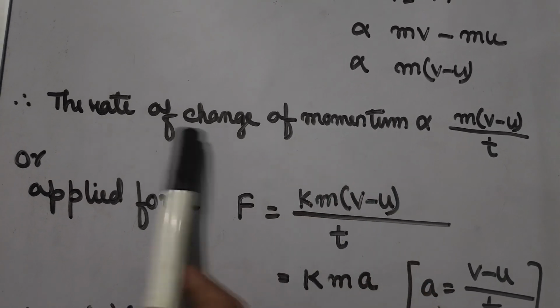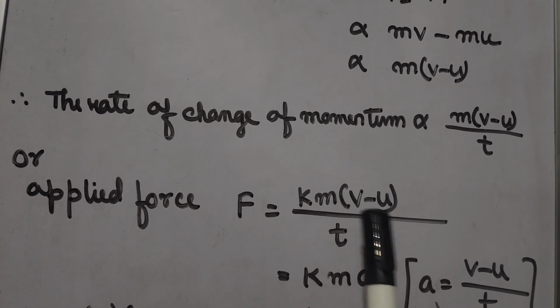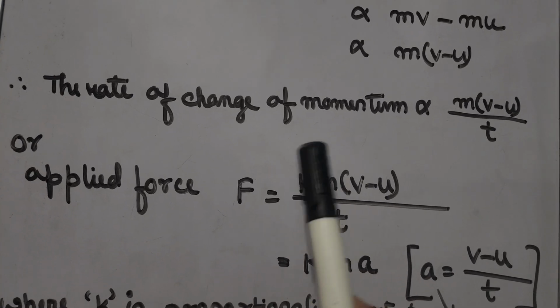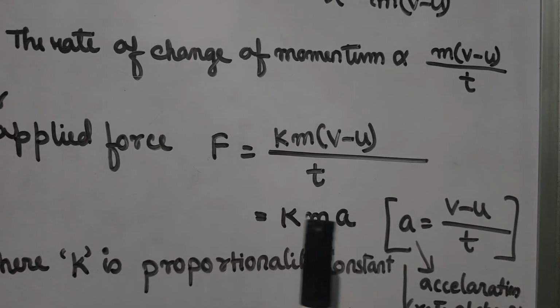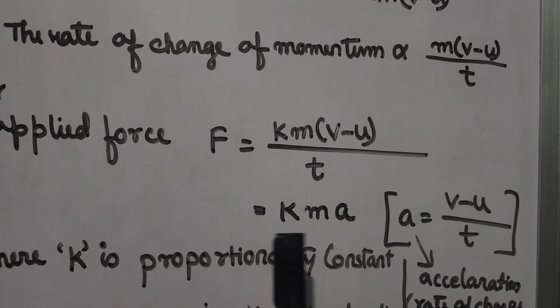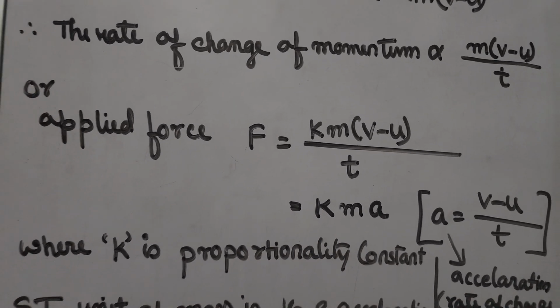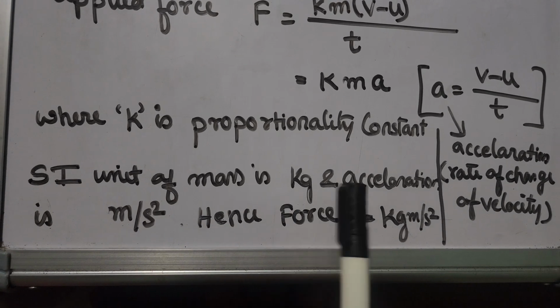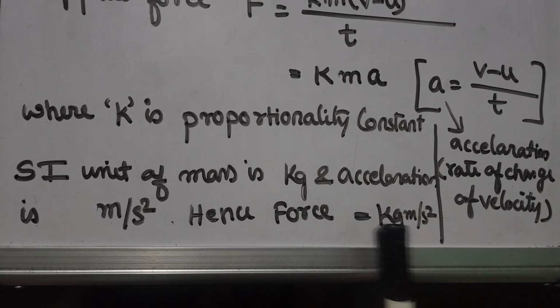We also know that change in momentum is given by force. Therefore, F is equal to km(v minus u)/t, where k is the proportionality constant. As we know, (v minus u)/t is acceleration, so F is equal to kma, where m is the mass, a is the acceleration, and k is the proportionality constant. Now, the SI unit of mass is kg and acceleration is meter per second square. Hence, force will have the SI unit of kg meter per second square.